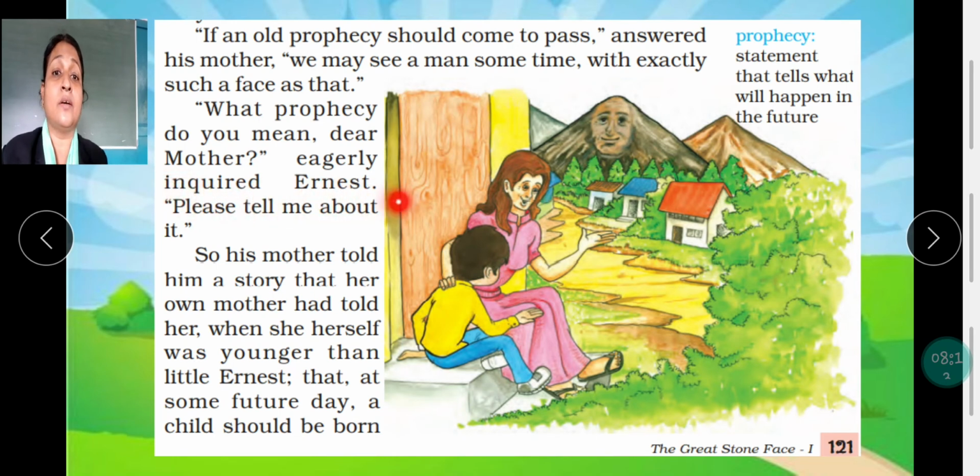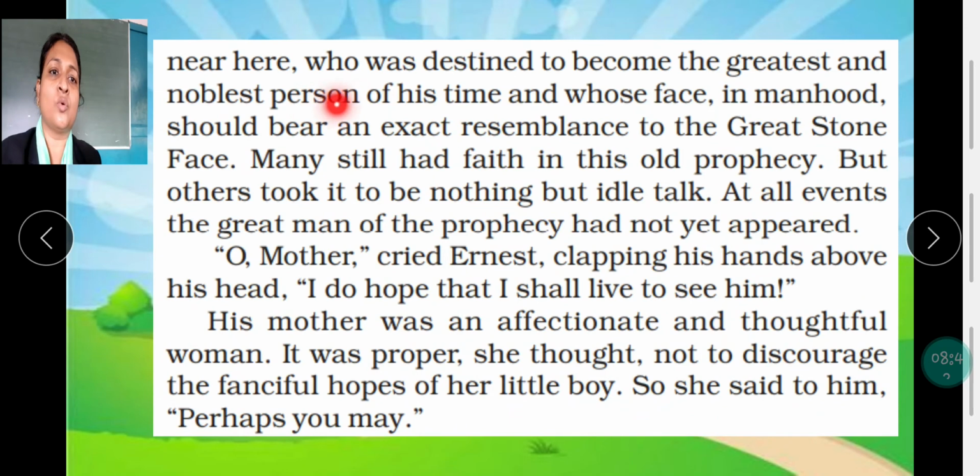Eagerly inquired Ernest. Now Ernest was so impressed by that mountain structure, so he was very curious to know what you're telling, mother? You're talking about which resemblance? So please tell me about it. So his mother told him a story that her own mother had told her when she herself was younger than little Ernest, that at some future day a child should be born near here who was destined to become the greatest and noblest person of his time, and whose face in manhood should bear an exact resemblance to the great stone face.